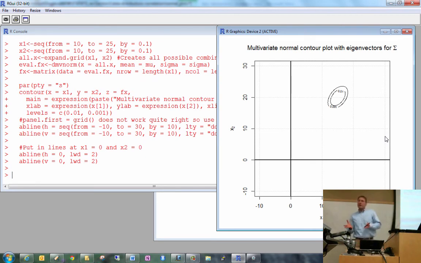Now, what we saw with the matrix algebra section is how do I plot actual vectors on a plot? I can use the arrows function.